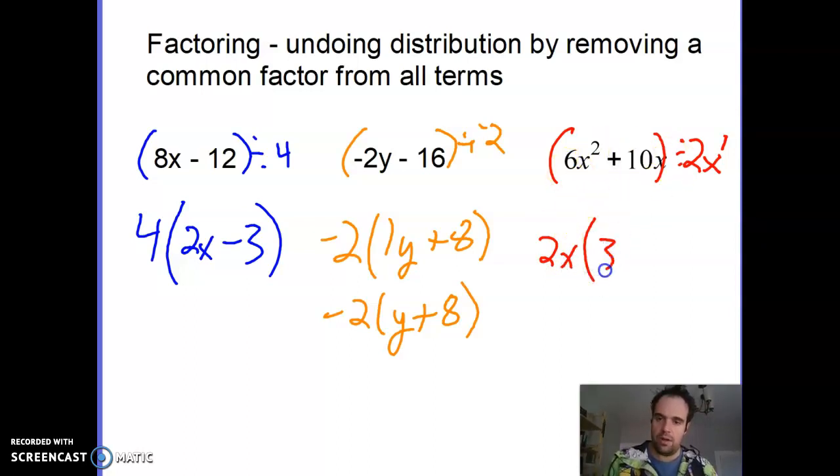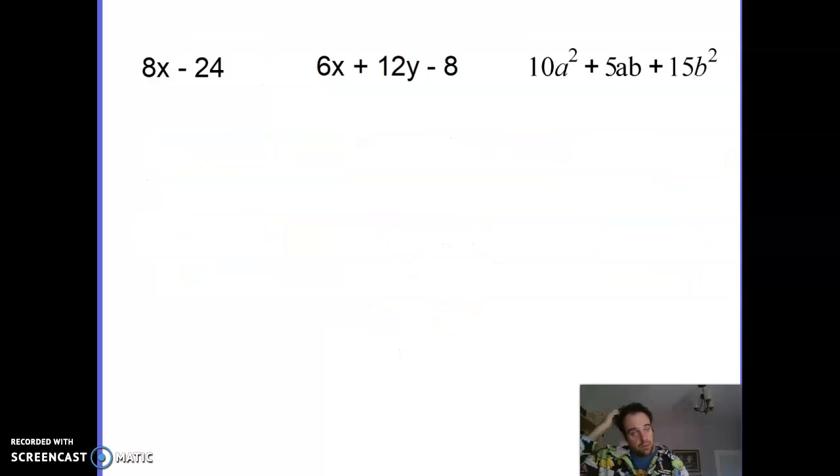6 divided by 2 is 3. I've lost one of these x's, so I have x now left over in there. Positive 10 divided by positive 2 is positive 5, and that x got removed, so I'm done there. Those are my 3 answers. They're the reverse of the first ones. 3 more examples that come up, like these types kind of come up a bunch.